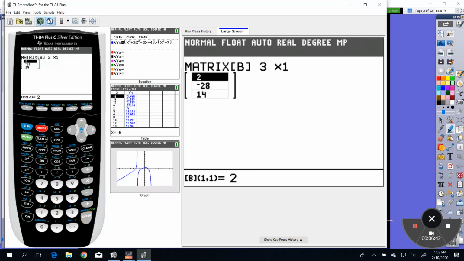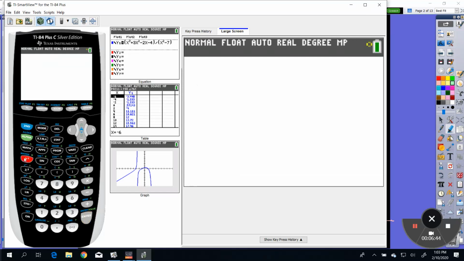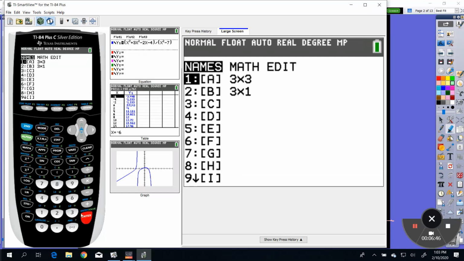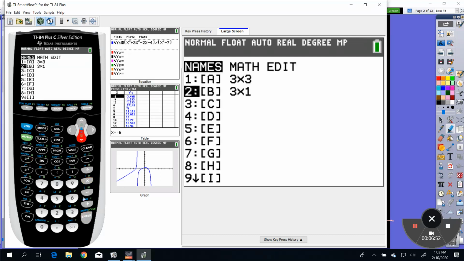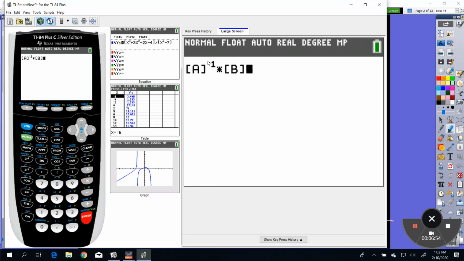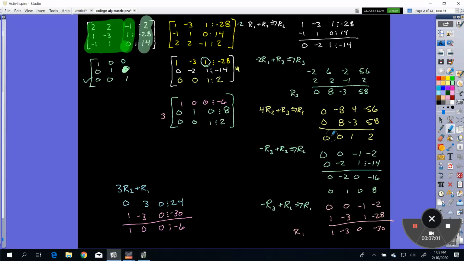Now I come out of it, I go second matrix A, inverse, times second matrix B. So A inverse times B, I hit enter, negative 682. Go back and check my work, negative 682, so we did it right. So anyways, that's a way to check it. You can find out if you did it right. As long as you type your numbers in the calculator, it should match up with your work here.